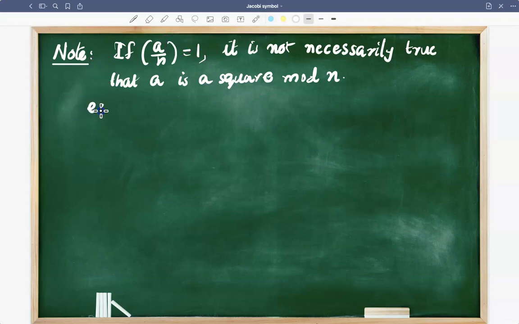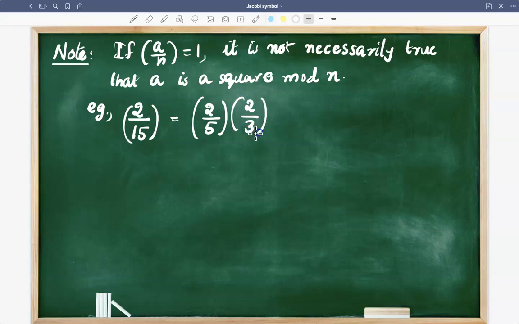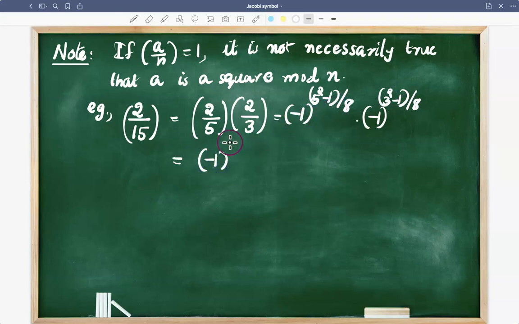For example, if we consider the Jacobi symbol 2 by 15, then we can express it as the Legendre symbol 2 by 5 times the Legendre symbol 2 by 3, using the definition of the Jacobi symbol. And this is equal to minus 1 raised to 5 square minus 1 by 8, which is the value of the Legendre symbol 2 by 5. Similarly, the value of the Legendre symbol 2 by 3 is minus 1 raised to 3 square minus 1 by 8. That will be minus 1 raised to an odd number 3, times minus 1 raised to an odd number. So, the product will be plus 1.